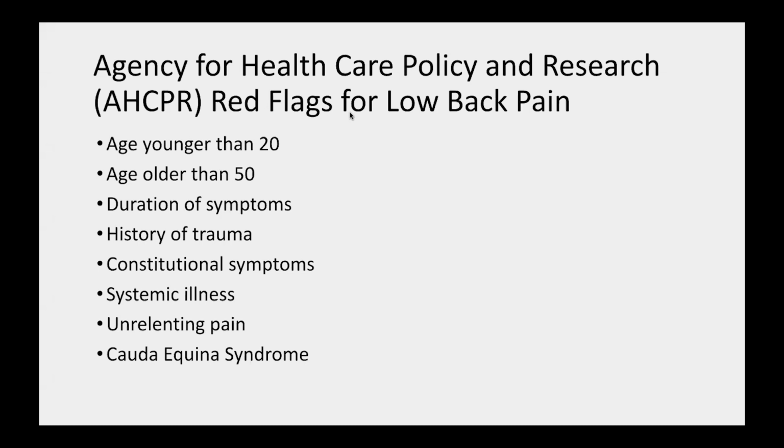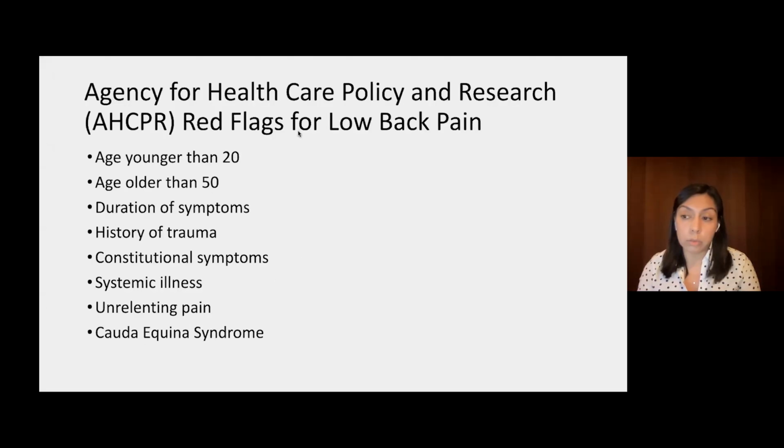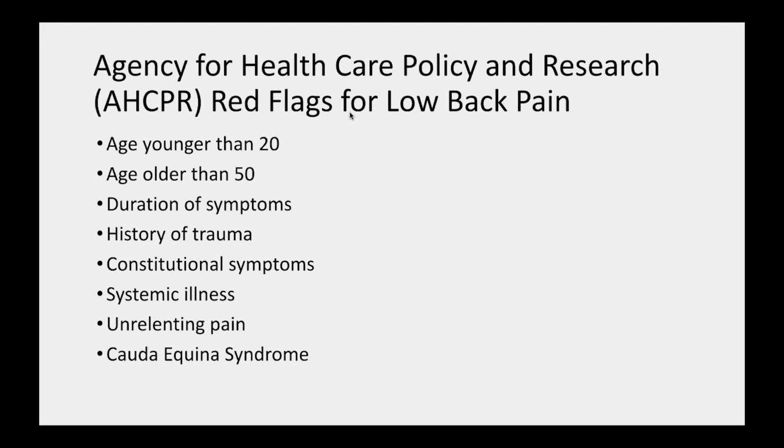If there is a high degree of clinical suspicion for something more serious, the physician can then decide if they need to expedite testing, such as imaging, or send the patient for a consultation with another subspecialist to rule out serious pathology. So now we'll go into each of these topics. We'll start off with the first one, age younger than 20.